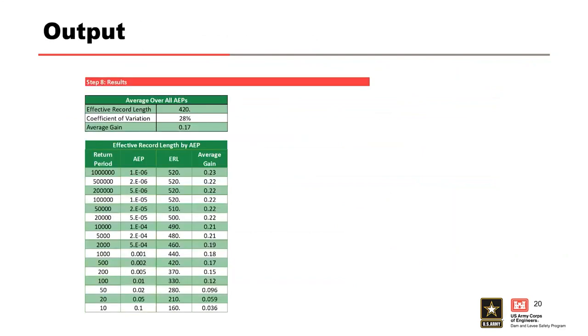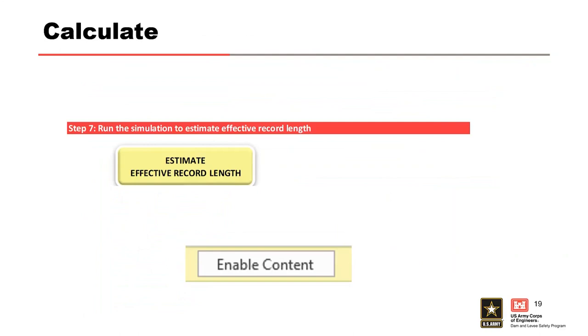And then in step 8, we're going to compare the results. And you'll be able to see the average effective record length calculated over all the AEPs, which I'll show you on the next slide. This is the value that should typically be used as the input to the RMC-RFA analysis. The effective record length estimate will be different for each AEP value, and I'll show you that here in a second. The coefficient of variation gives an indication of how much the effective record length varies over the AEPs. And the average gain gives an indication of the value of the information gained from including the flow intervals, perception thresholds, regional skew, and quantile prior information.